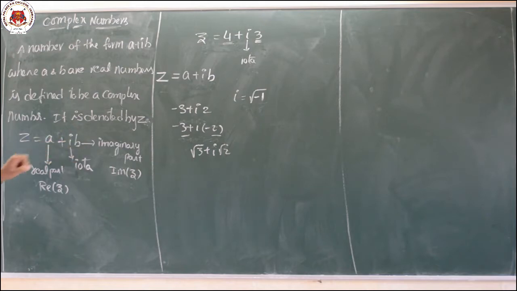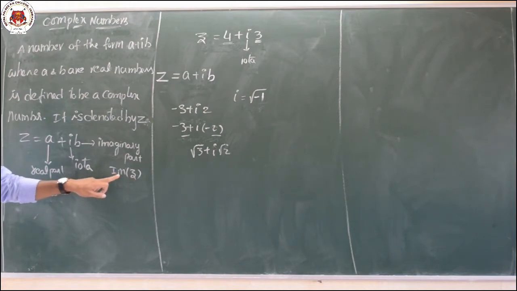Z is equal to a plus ib. There is no need to write real part every time. We can write symbolically like this: Re of Z. Re of Z means the real part of this complex number. And for the imaginary part, we write Im of Z, meaning the imaginary part of the complex number.